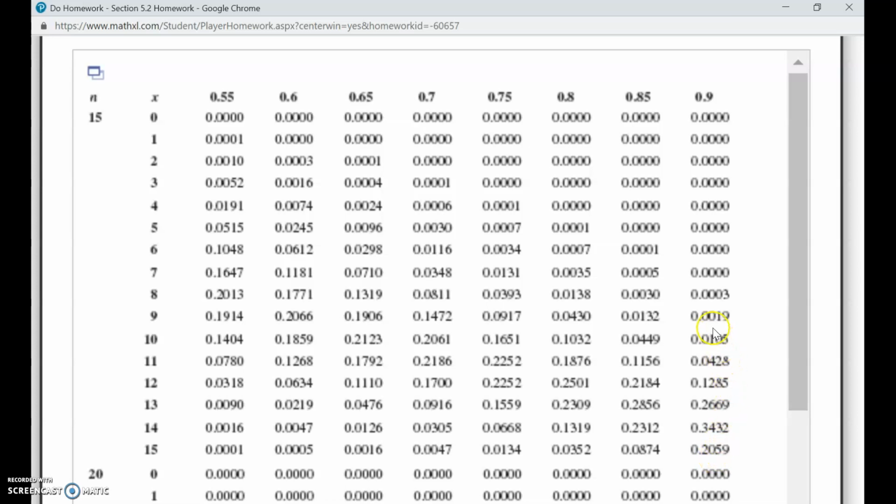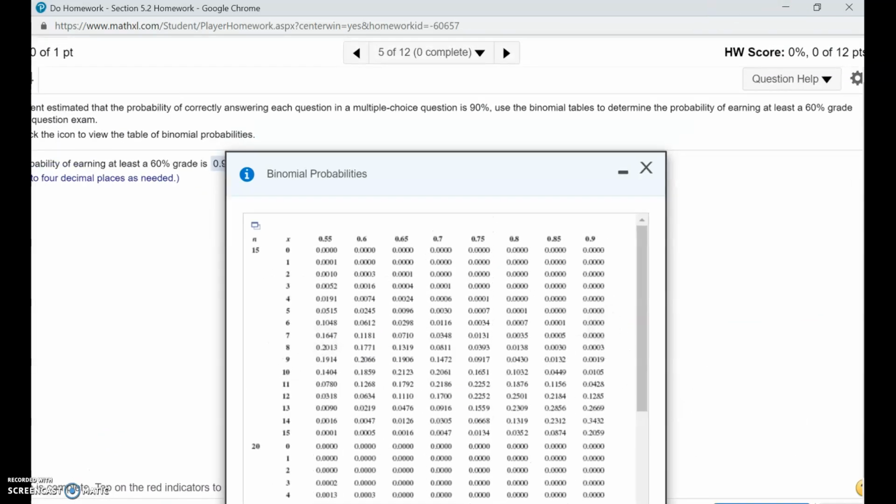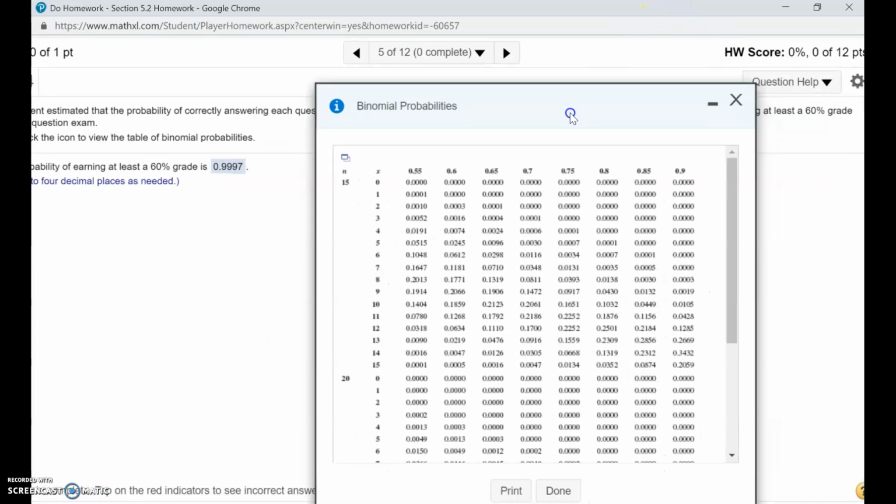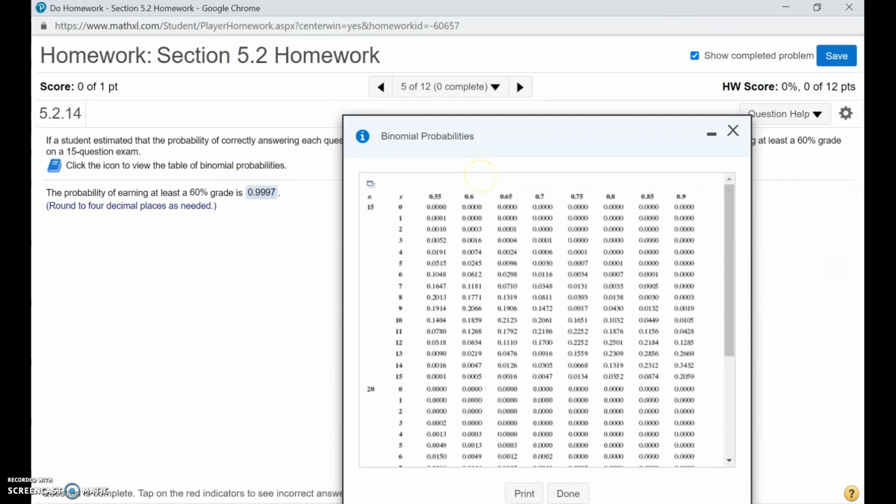So you would add all of those up. If they want you to use a table, these are going to be rounded values, so they may not be as exact as the formula, but here they're asking us to use the table. All right, so add those up, and when you add those up, you should get 0.9997. And that's how you use the binomial distribution table. Let me know if you have any questions.